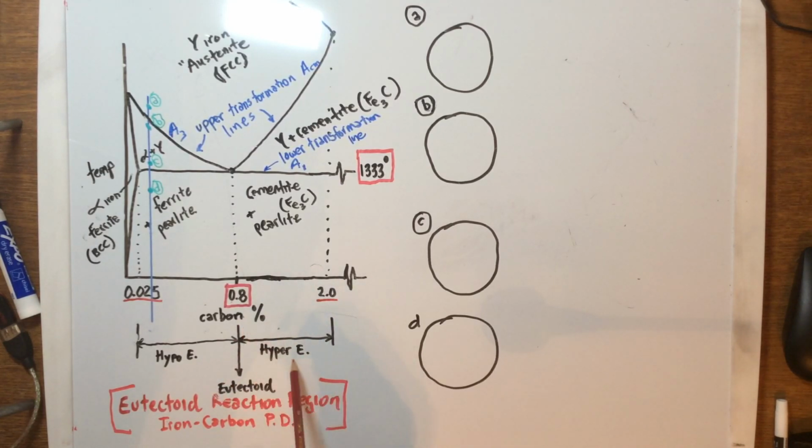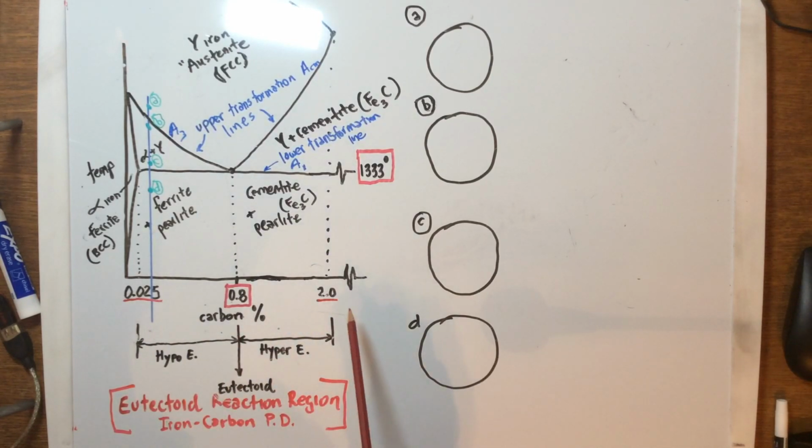Anything to the right of this, going all the way up to 2%, which is the maximum, is going to be hypereutectoid steels. So we have steels that range from less than 0.8% being hypoeutectoid. At 0.8%, it is eutectoid steels, and then to the right of that, up to 2%, is hypereutectoid steels. All right, so those are the categories.